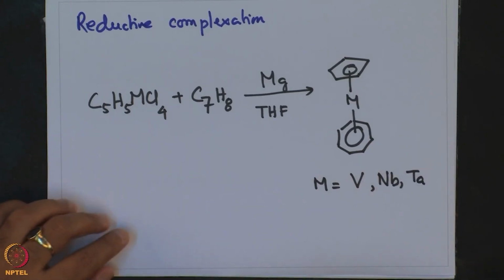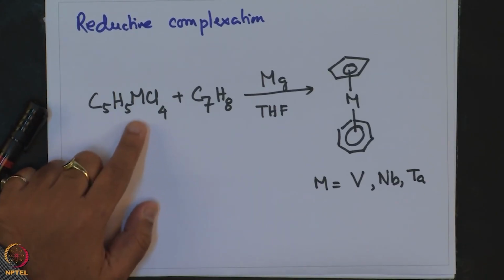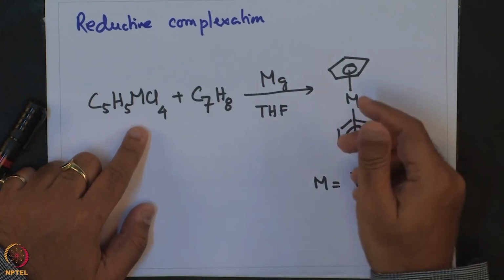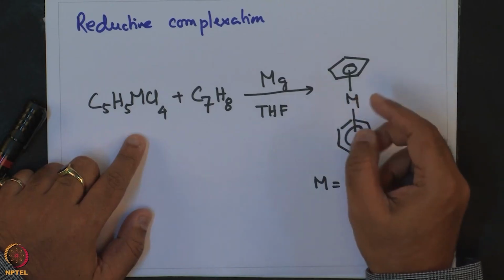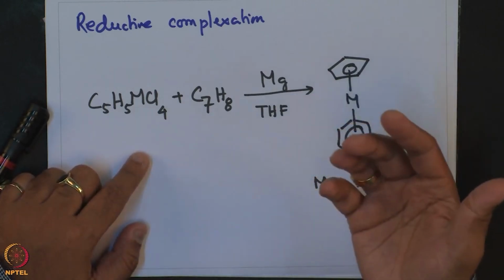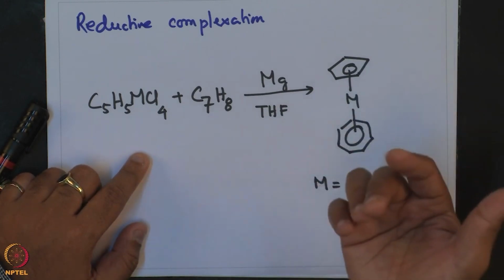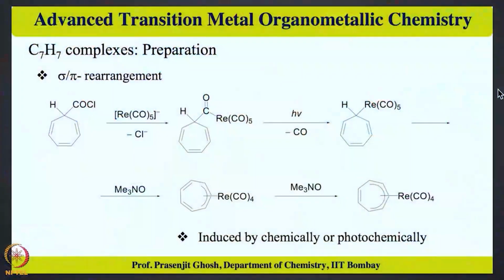So, here in this reductive coupling we see that this MCl4, in which M is in plus 5 state, is getting reduced to 0 state as is shown over here. So, in each of these reductive complexation examples that we have taken, what we saw is the presence of a metal halide, the presence of a reducing agent and the presence of this C7H8 ligand, which gives rise to these C7H7 complexes of transition metal by using this method. The next method is photochemically or chemically induced sigma pi rearrangement.